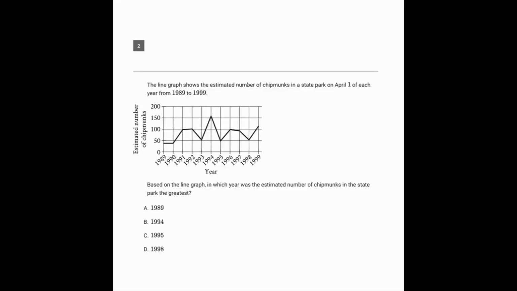Now going to question number 2, here we're being asked, in which year was the estimated number of chipmunks the greatest? And the estimated number of chipmunks, well, that's just the y-axis. So where are we seeing the greatest y value? And that's going to be right here. That's the highest number, and it happens in 1994. So the answer here is B.